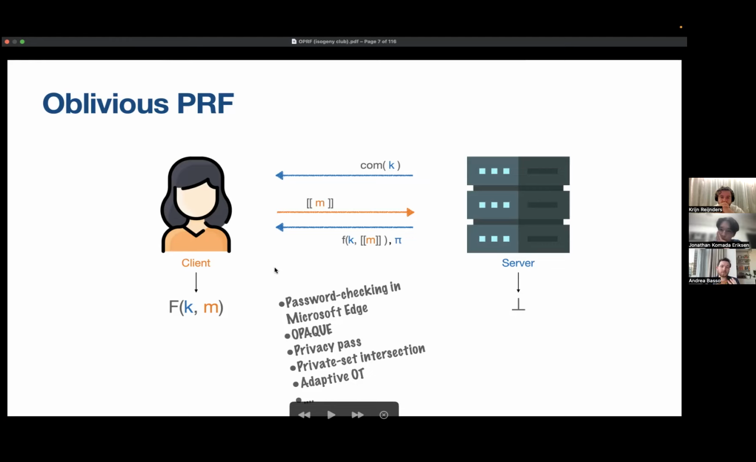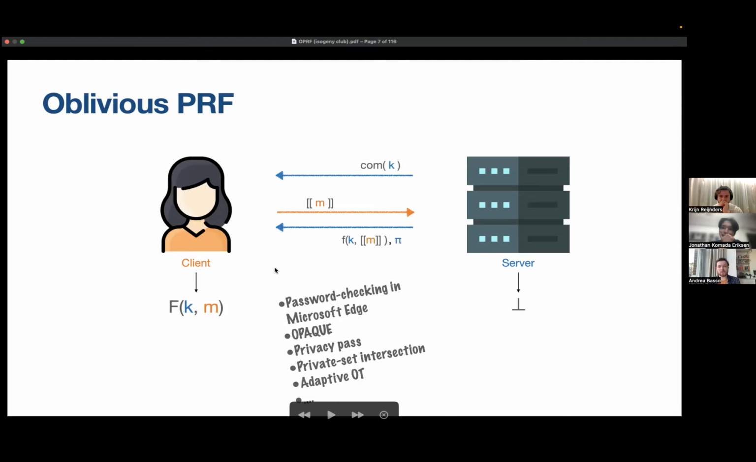And just to give an intuition of how these OPRFs are used, they are often used as a sort of secure, brute-force-resistant version of hash functions. In many protocols, we need to derive some sort of randomness from an input, and this usually happens deterministically.